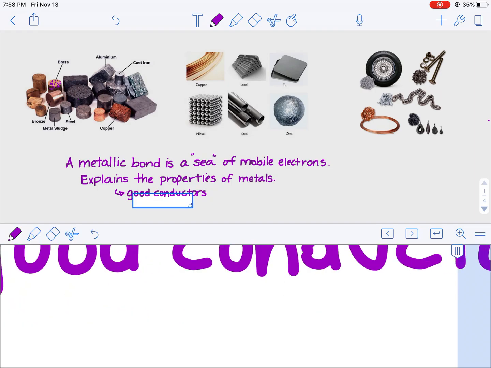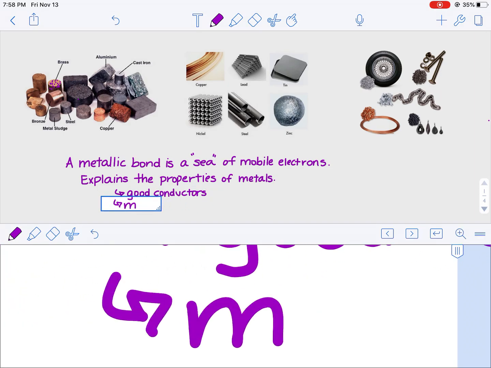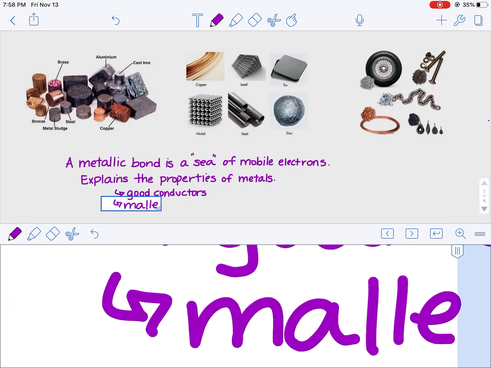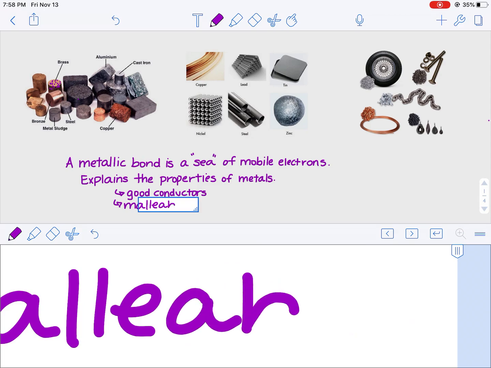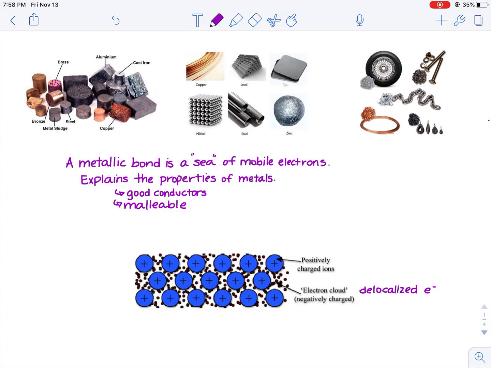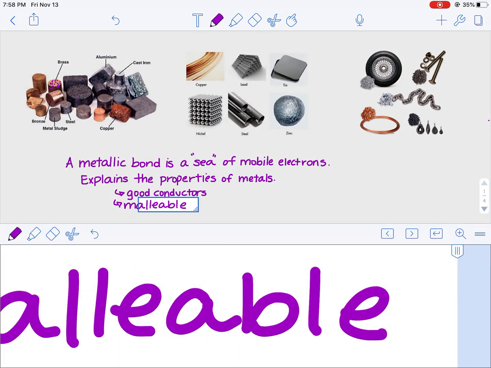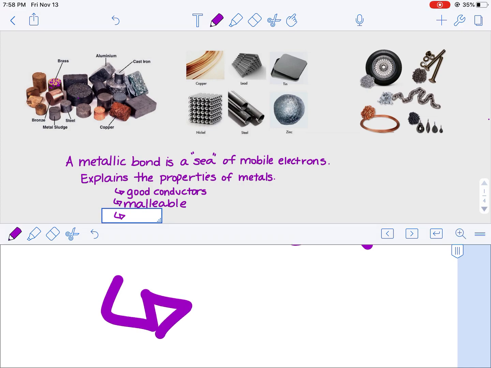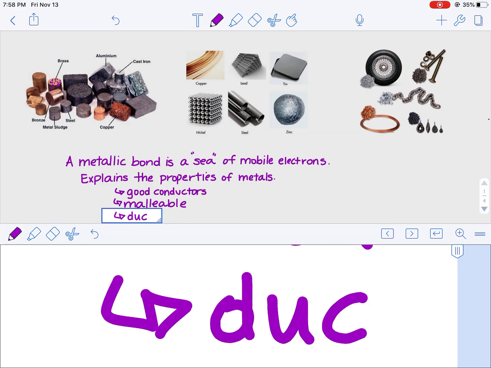It also can explain why metals are malleable. Malleable, if you forgot, means that we can hammer the metal, we can bend it, we can shape it, and it's not going to break. That's because the electrons are able to then shift. There's no rigidity to the electrons in the metallic bond. So they just kind of shift and shape and they move as we need them to. And that also explains how metals are able to be drawn into a wire.